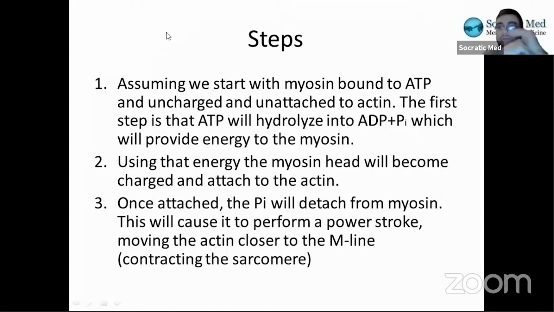But now in these next couple of slides, I just want to write down what I explained in words. So assuming we start with myosin bound to ATP and uncharged and unattached to actin, the first step is that ATP will hydrolyze into ADP and inorganic phosphate, which will provide energy to the myosin. Using that energy, the myosin head will become charged and attached to the actin. Once attached, the inorganic phosphate will detach from the myosin. This will cause it to form a power stroke, which is the actual moving, right? Moving the actin closer to the M line, or contracting the sarcomere.